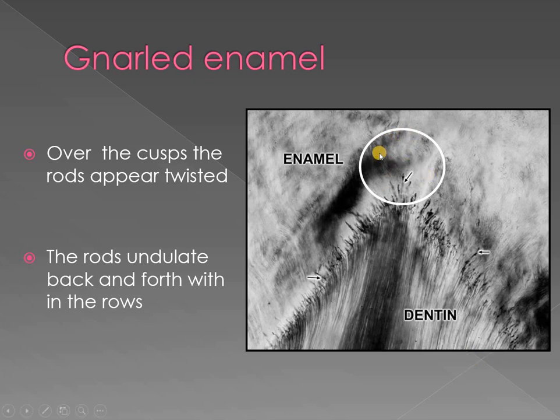At the tip of the cusp, the enamel rods, instead of traversing straight from the dentinoenamel junction to the surface, get intertwined with each other. These intertwined enamel rods make the enamel a little harder, which is required at the cusp tips. So the presence of gnarled enamel is actually a functional adaptation which allows higher forces to be tolerated at the cusp tips.